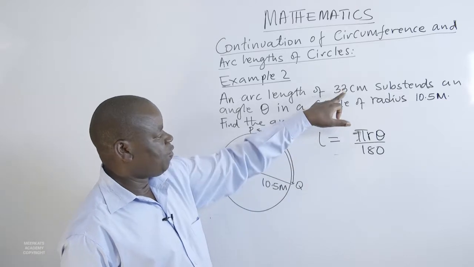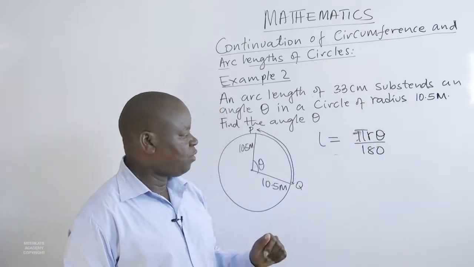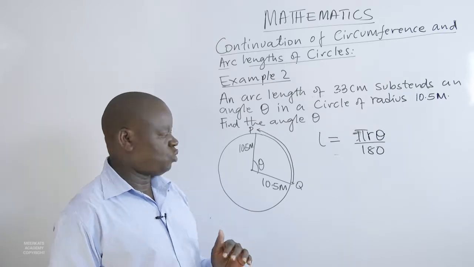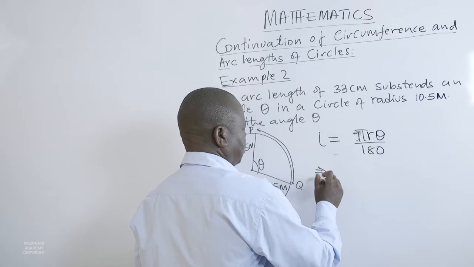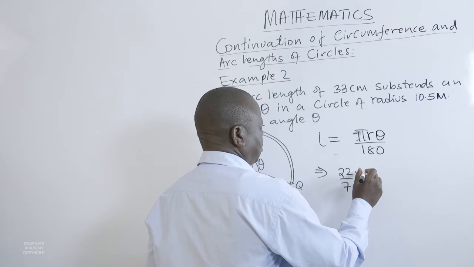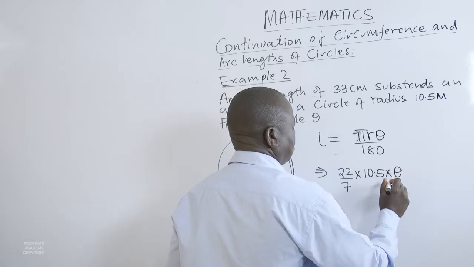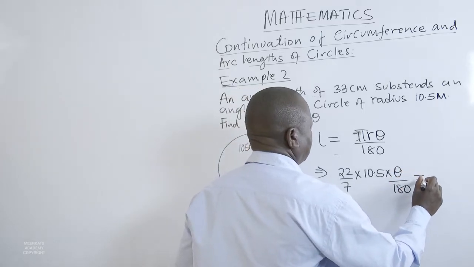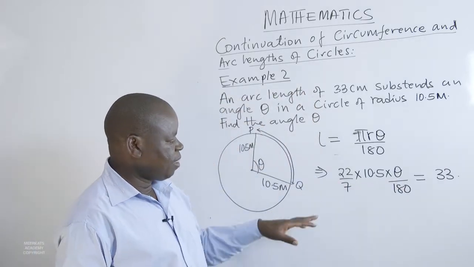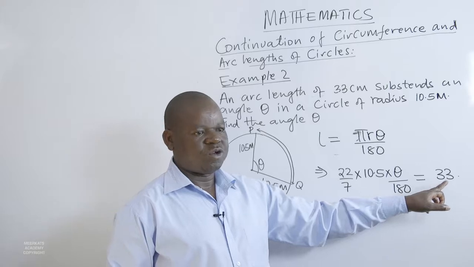In this question, you have been given the arc length, which is L. You have been given the radius, which is 10.5. So what you don't know is theta. So we shall do the first basic substitution. So that is what you do first as step number 1. 22 over 7 times 10.5 times theta over 180 is equal to 33.